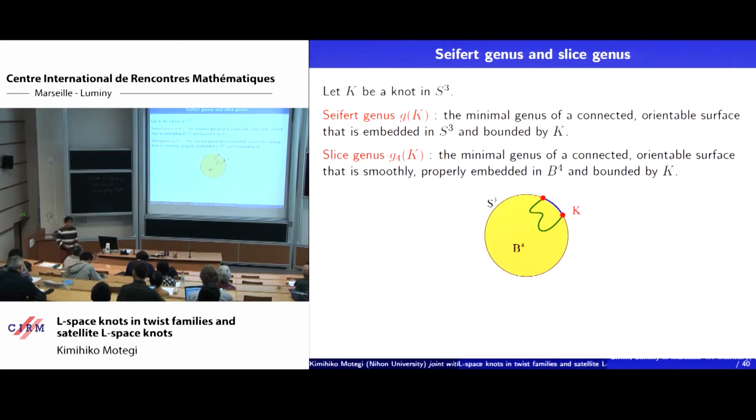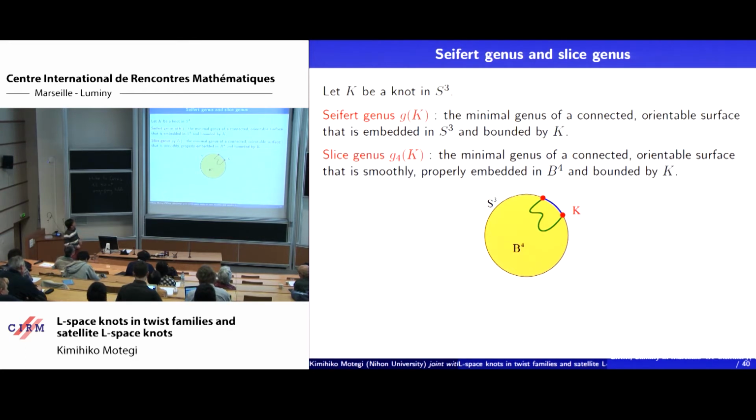of K. On the other hand, if we regard the three-sphere as the boundary of the four-ball, then K may bound a connected orientable surface which is smoothly and properly embedded in the four-ball, not in S^3, and which may have a smaller genus. Such a surface is called a slice surface.